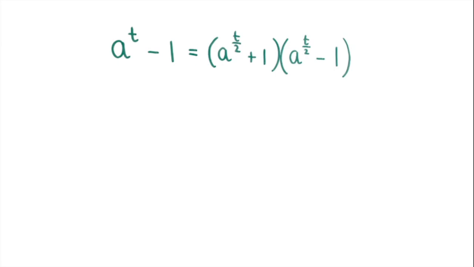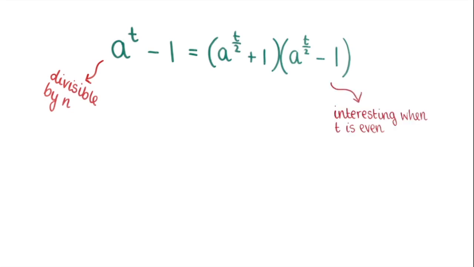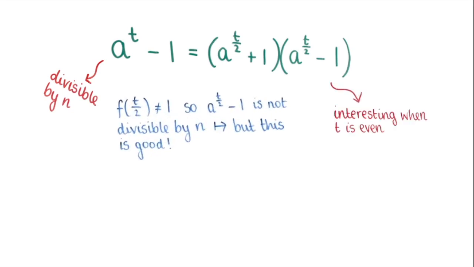What is special is that a to the power of t minus 1, a multiple of n, is equal to a to the power of t over 2 plus 1 multiplied by a to the power of t over 2 minus 1. And notice that a to the power of t over 2 minus 1 cannot be a multiple of n, as that would require a to the power of t over 2 to be 1 more than a multiple of n, which would require f of t over 2 to equal 1, which cannot be the case as t is the smallest such integer where f of t is equal to 1.